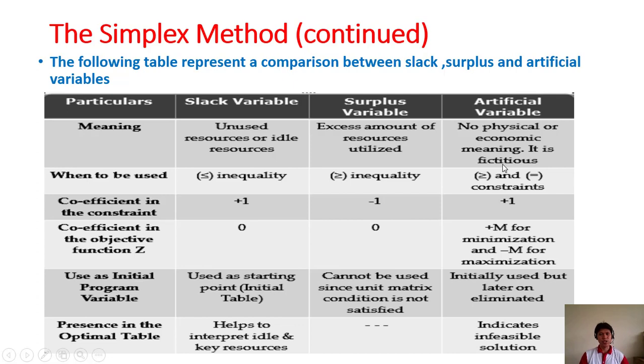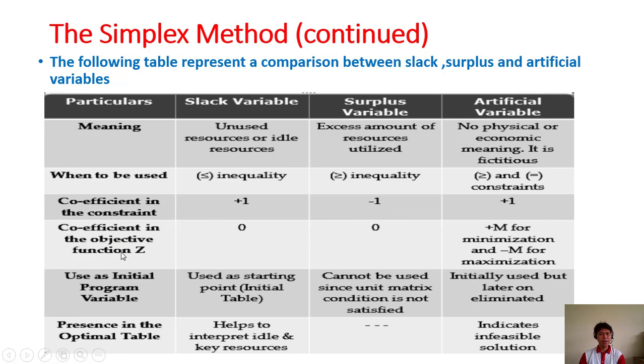It is fictitious. As to when they will be used, the slack variable is used when the constraint is less than or equal to inequality, and for the surplus variable it's greater than or equal to inequality, and for the artificial variable it is for greater than or equal to and equal constraints. For the coefficient in the constraints, for the slack variable it is positive 1. For the surplus it is, as mentioned a while ago, the additive inverse, which is negative 1. And for the artificial variable it is positive 1.